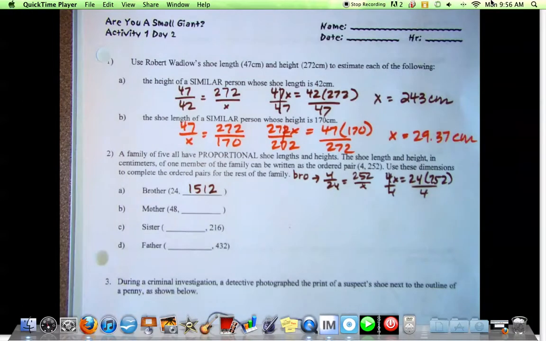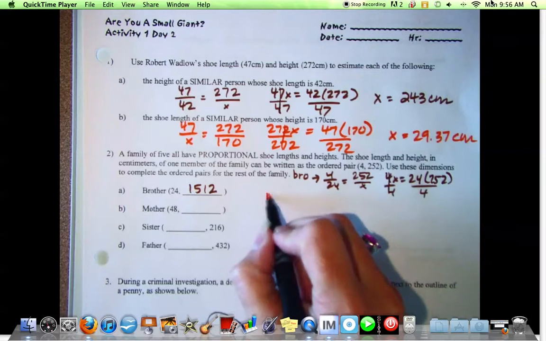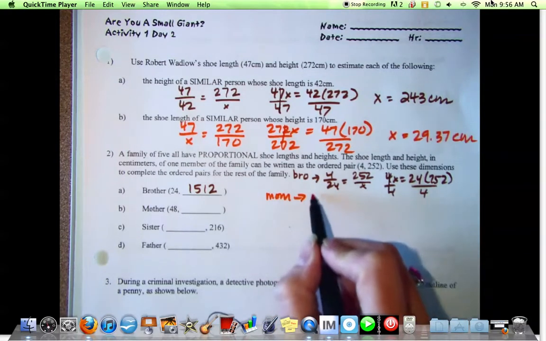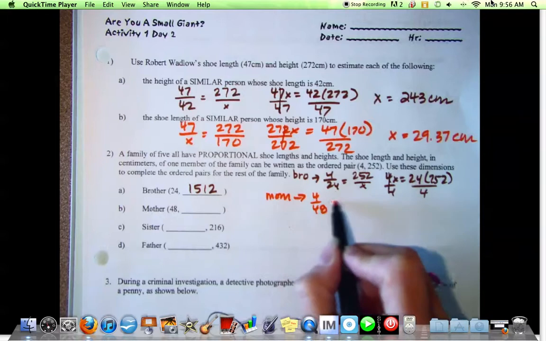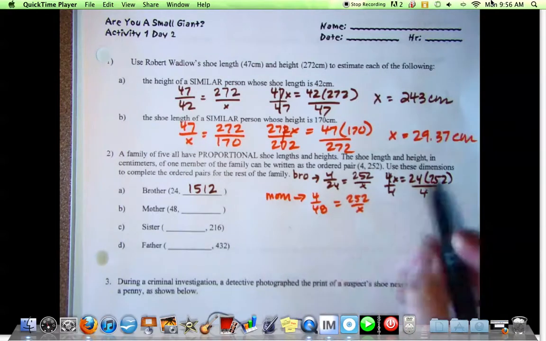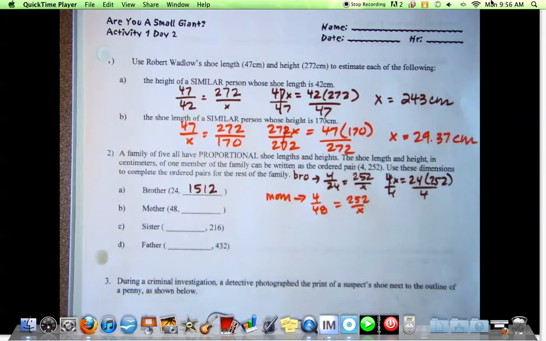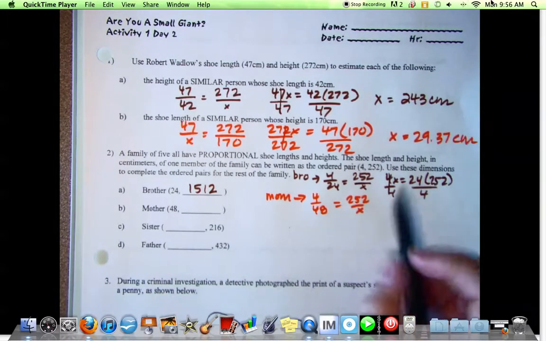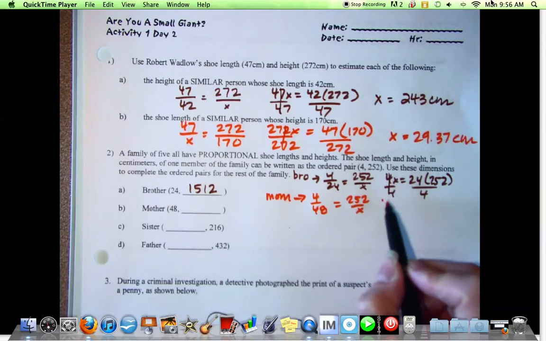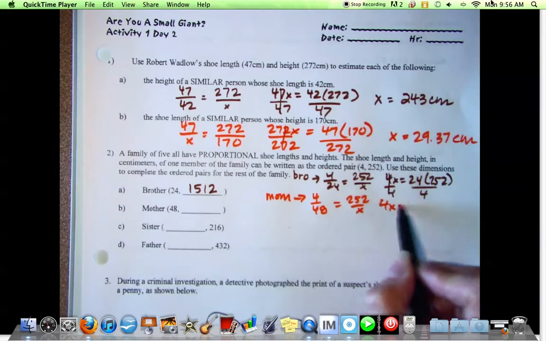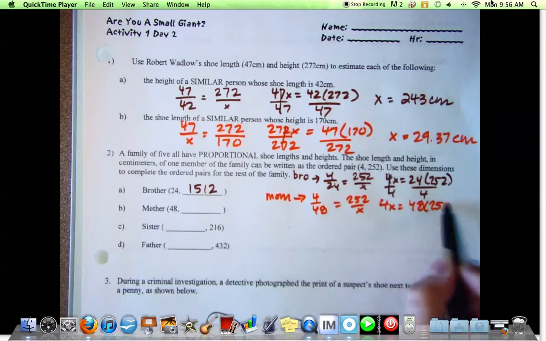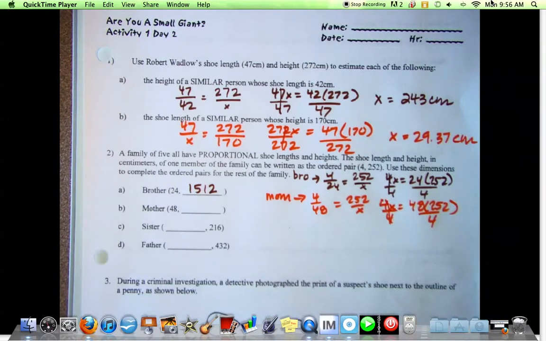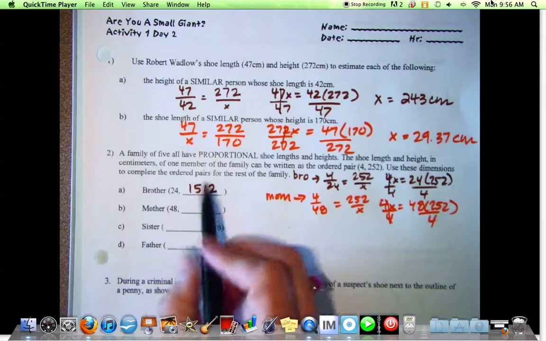All right, mom. What's given to us for mom? Her shoe length. So the proportion is going to look like what? 4 over 48 equals 252 over x. They're really tall. Really small feet and they're really tall. All right, so what am I going to do now? Cross multiply. Okay, what am I going to cross multiply? 4x equals 48 times 252. And then divide by 4. Okay. So what do I have for mom? 2,074.